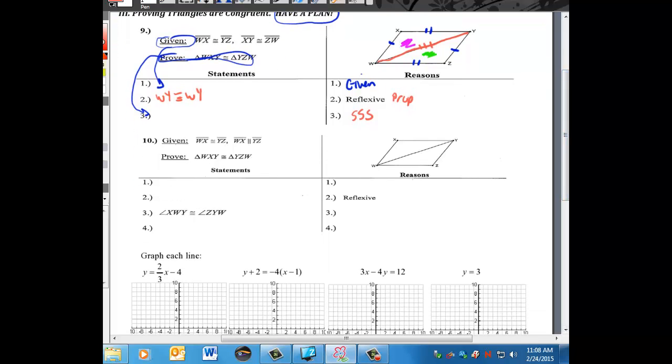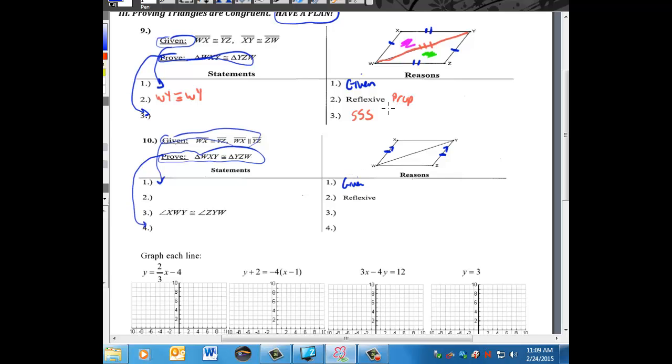Next proof is more challenging. Again, let's mark what's given. We have WX and YZ. We're told that these two lines are also parallel. Okay, so again, we circle all of this. It's going to go into this first box. It's given. Lastly, we're going to circle all of this. It's going to go down to the last box in the fourth.